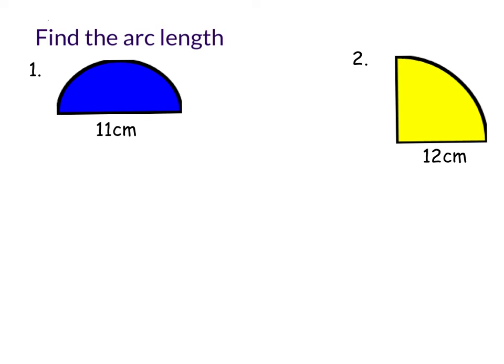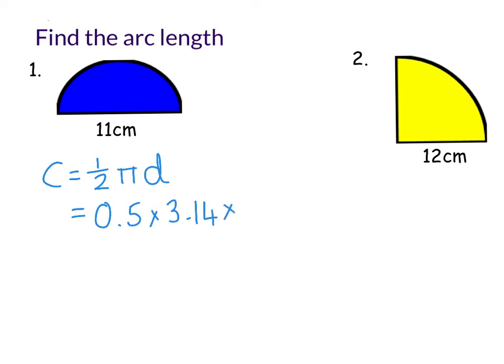So here are my two examples. I want to find the arc length. The first one in blue is identifiable. It's a half circle, isn't it? Your circumference is normally pi d, but because it's a half circle, I'm going to make you change that to a half pi d. Now, a half I'm going to change to a decimal, 0.5. We use 3.14 as pi, and our diameter is the full width of the circle, so the diameter is 11.